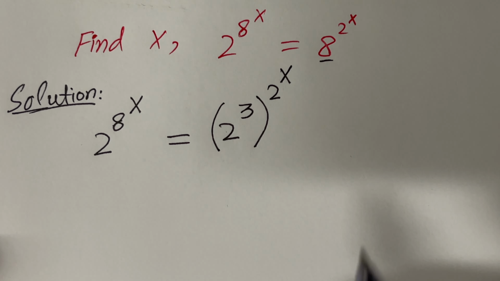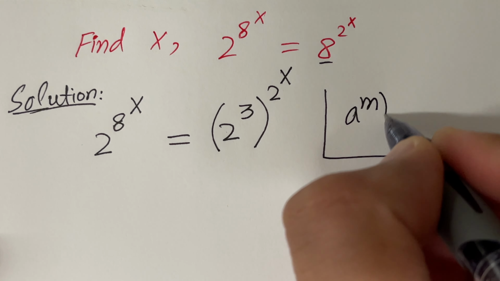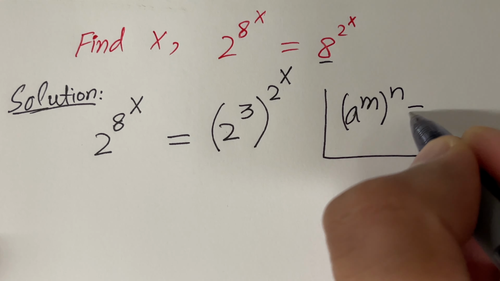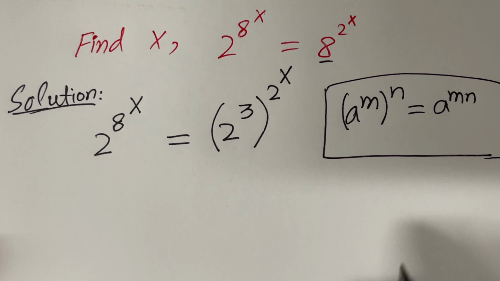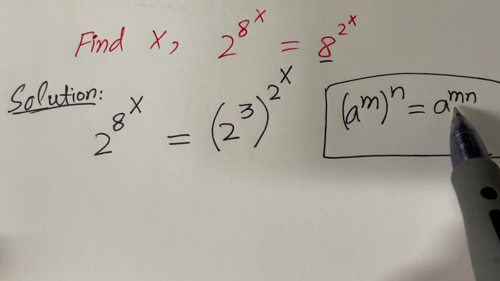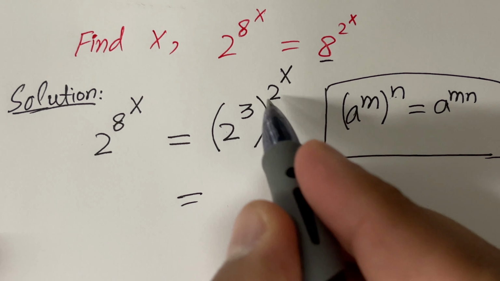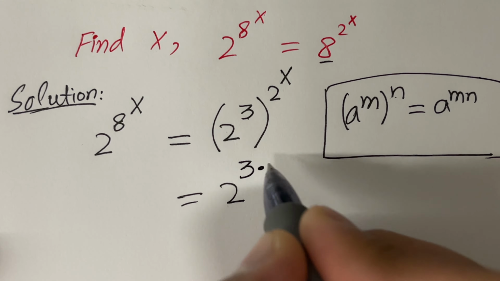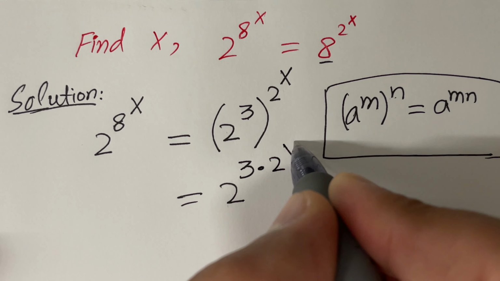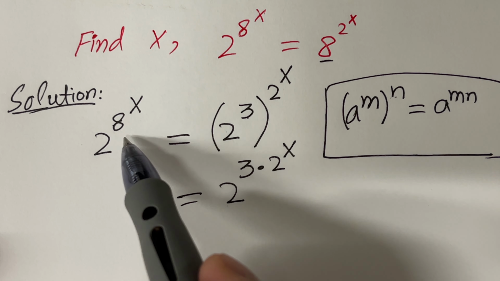Now, if you remember this property that says a raised to the power m raised to the power n is equal to a raised to the power mn. If you have parentheses, then you can just multiply the exponents, so the right hand side will be 2 raised to the power 3 times 2 raised to the power x. And I cannot use this property on the left hand side.